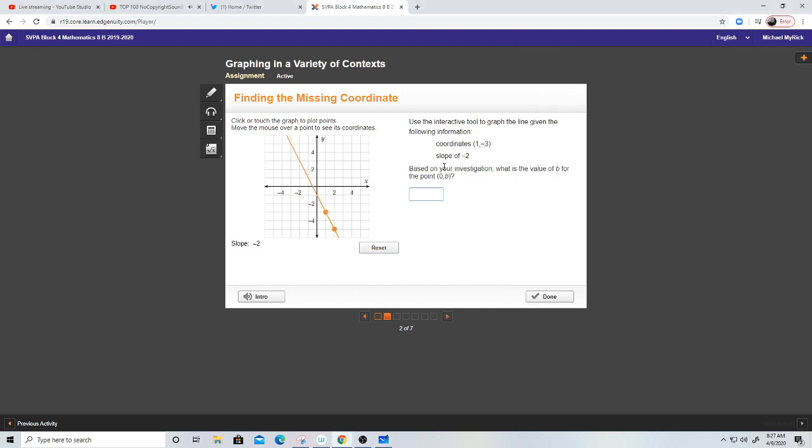Here's the line. It says, based on your investigation, what is the value of b for the point 0, comma b? Well, this is 0, right there, because we're not going left or right. That's what 0 means. We're just going to stay right here on the 0 point on the x-axis, and then go down to where it crosses. That looks like a -1 to me.